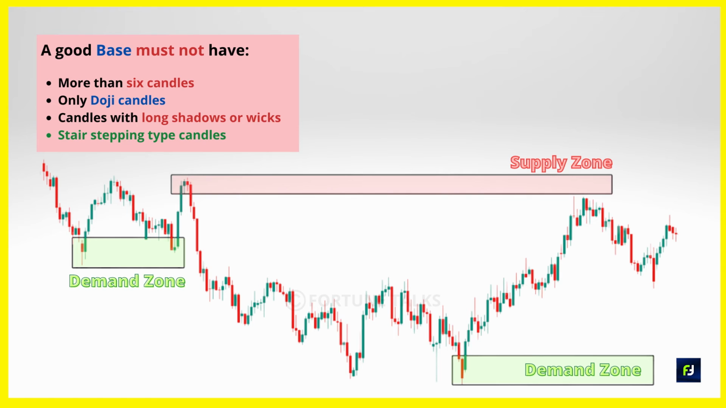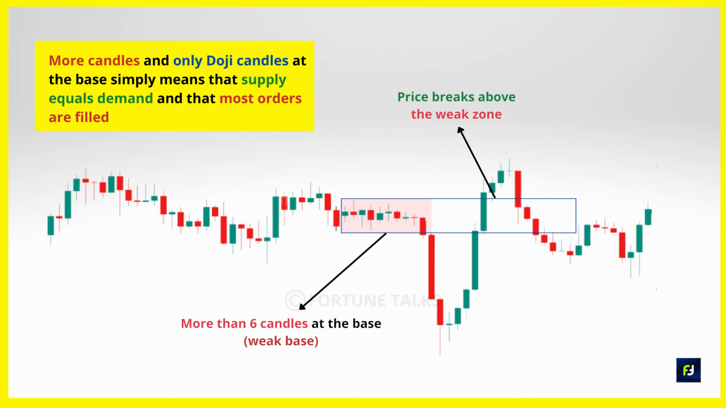And the base should not have the following things. That is, it should not have more than 6 candles. It should not only have doji candles. And we won't accept candles with very long tails or wicks. And we don't accept stair-step candles in our base. So there are reasons for this.